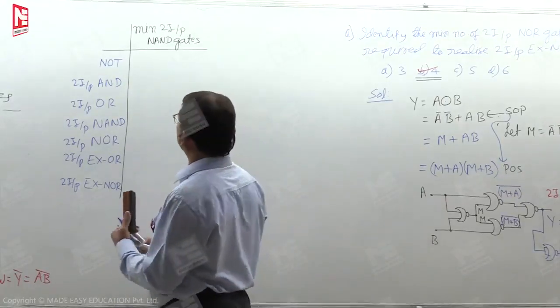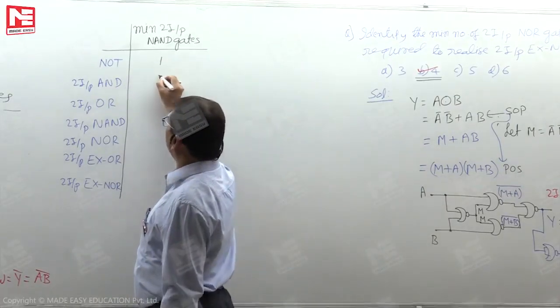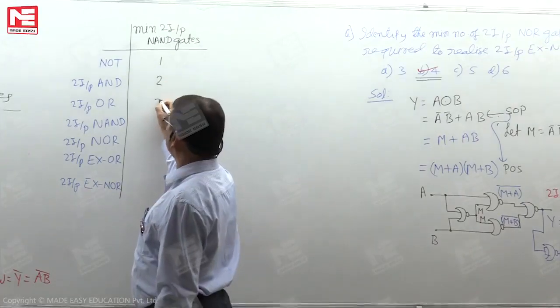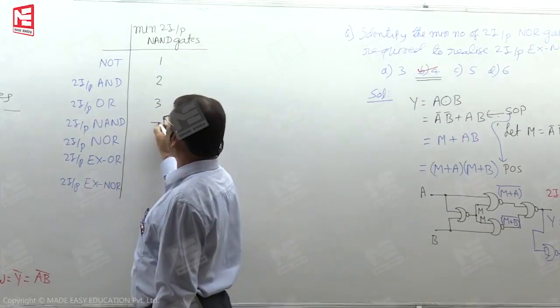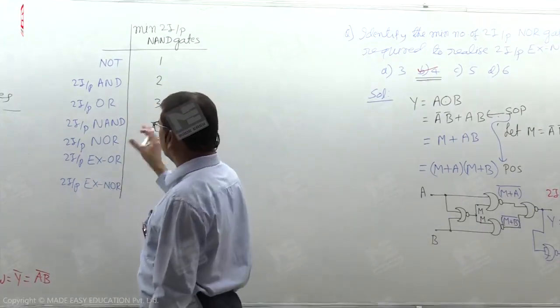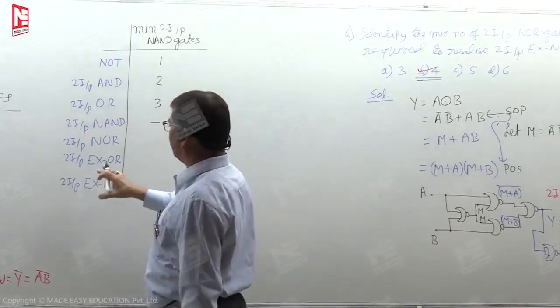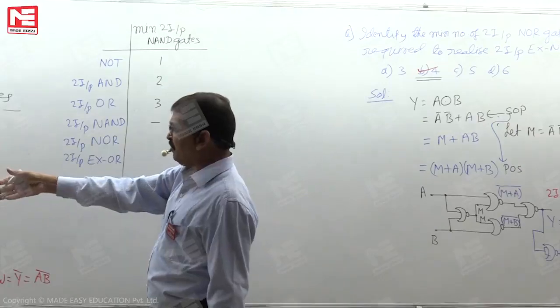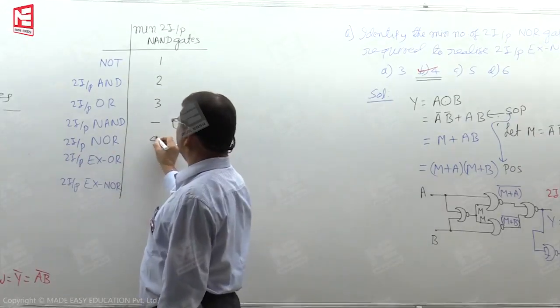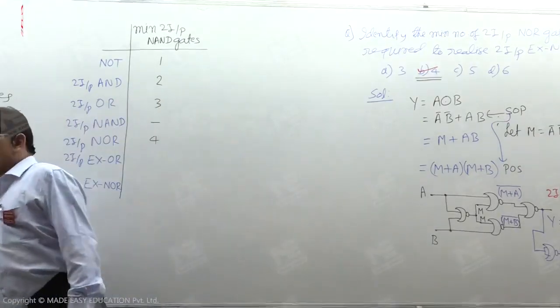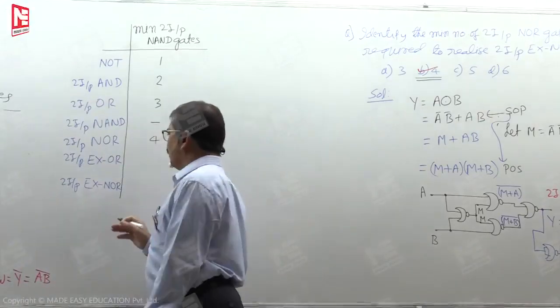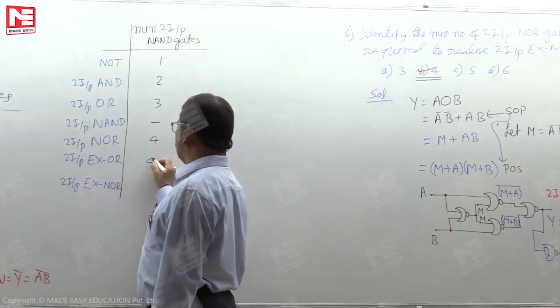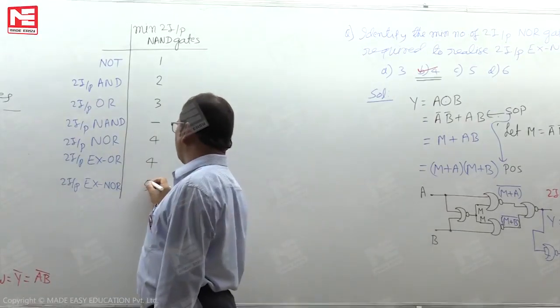For NOT operation 1 gate, for AND operation 2, for OR operation 3 gates, for NAND operation, of course, 1, but I mentioned this, the reason we can see later. For NOR operation, we are in need of 4 gates. It is there on the board. For NOR operation, we need 4. For exclusive OR operation also we need 4, but exclusive NOR operation we need 5.